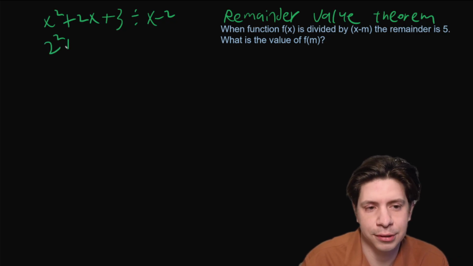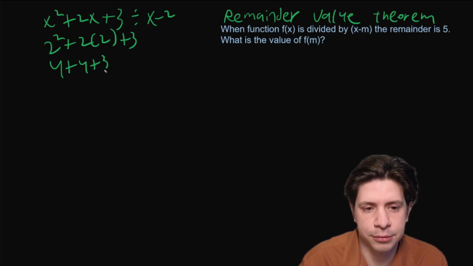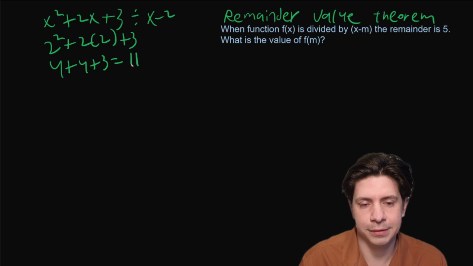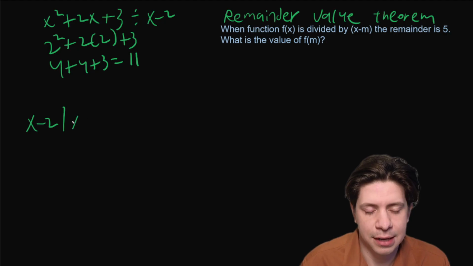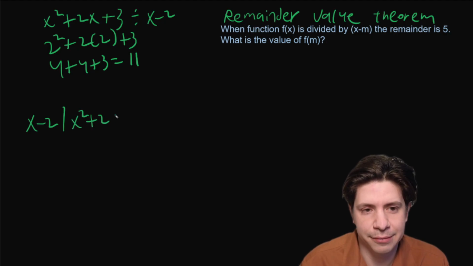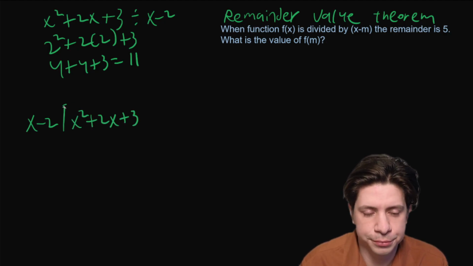We would get 2 squared plus 2 times 2 plus 3. That would get us 4 plus 4 plus 3. And that gets us 11. So when we divide, we should get a remainder of 11 according to this. So let's do that. And obviously you wouldn't want to do this on the test. It's not about that. I'm just doing it to show you how it works.